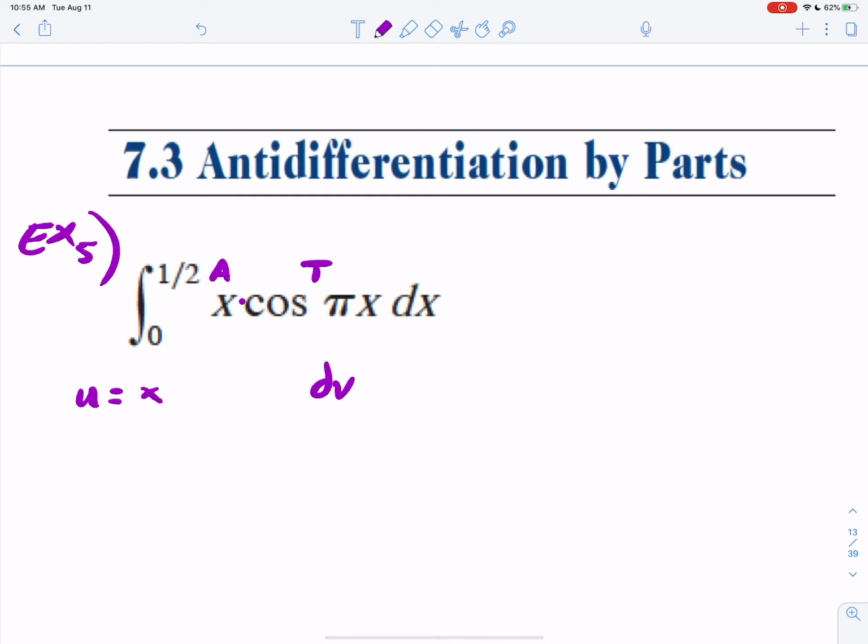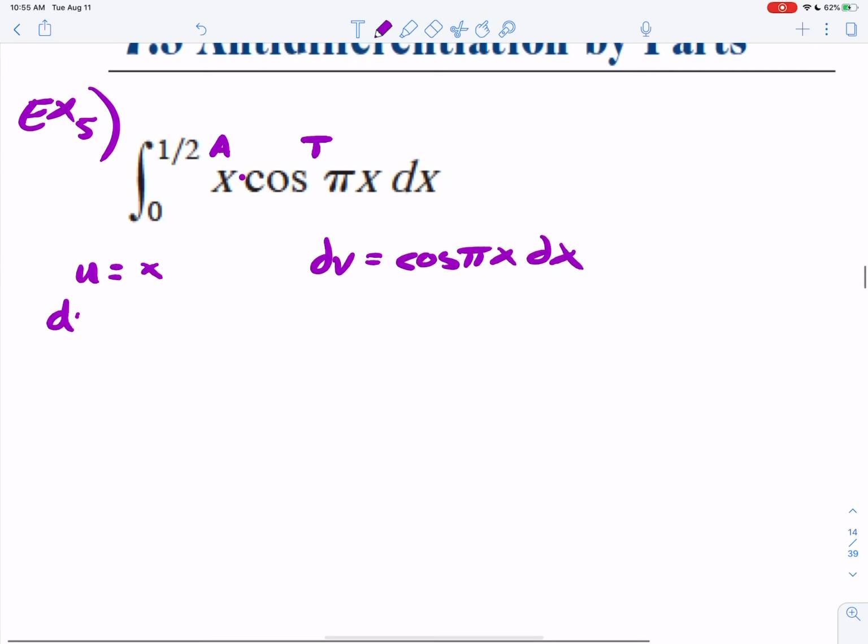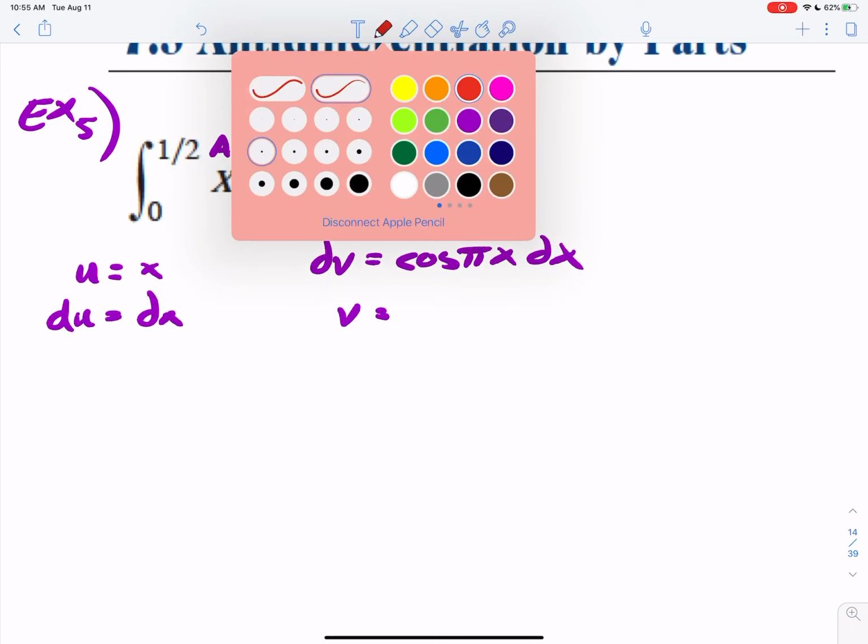x, dv should be cosine pi x dx. Okay. So du should be dx. And I'm going to have you guys pause here and play when you're ready, okay? Really think about what the integral of cosine pi x is. We talked about it at the beginning of today's lesson. Play when you're ready, okay?